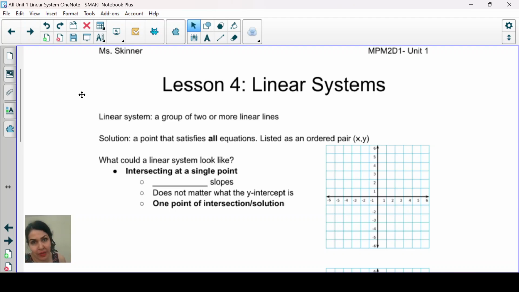Hello, this is Unit 1, Lesson 4, Linear System.